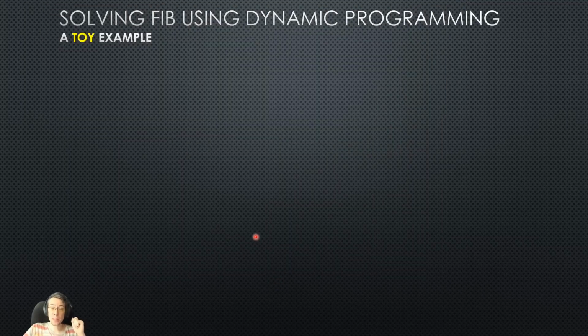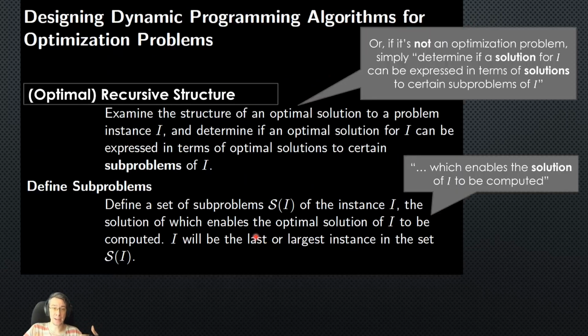Okay, so how can we solve for the nth Fibonacci number using dynamic programming? Note that solving for the nth Fibonacci number isn't an optimization problem, so we don't have any optimization element to it. But that's fine. If we pop back to the previous definition, the optimal recursive substructure should really just read: examine the substructure of a solution to a problem instance I, and determine if a solution for I can be expressed in terms of solutions to subproblems. So that's easy.